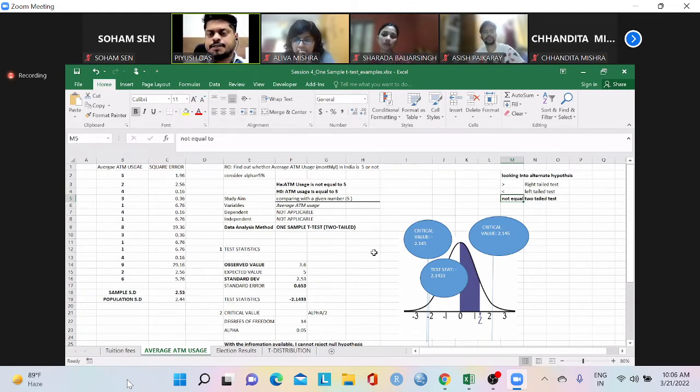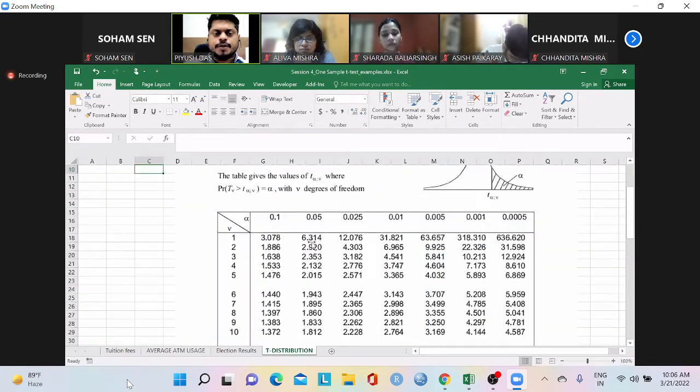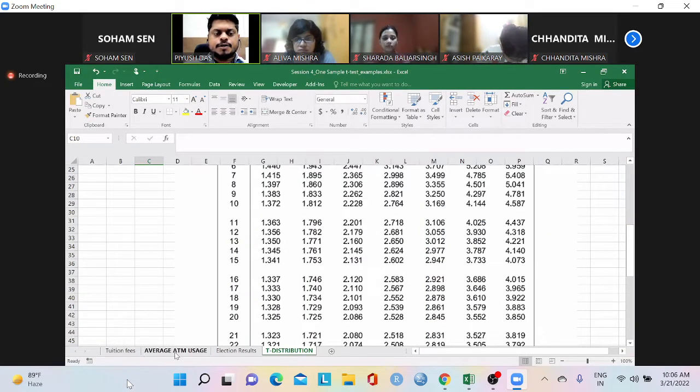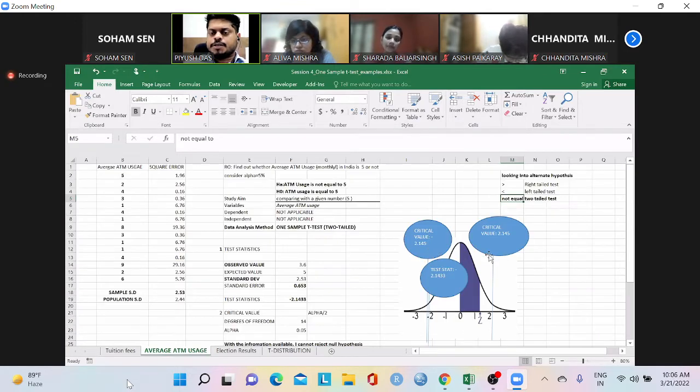If it was a right tail test, right? Whatever I would have gone here and found at 0.05, 14, 1.761, I would have come back and put 1.761 on the right side. Similarly for the left side, minus 1.761, right? So only one side of the critical value, whereas here my error can happen on both the sides. My error in judgment can happen on both the sides, right? So I have critical value boundaries on both sides: right side 2.145, mirror image left side minus 2.145.